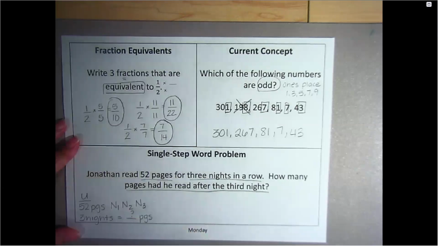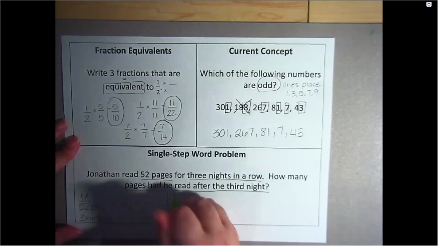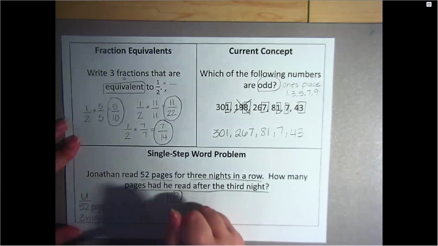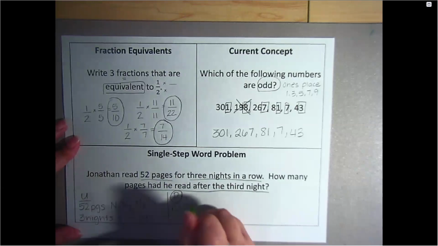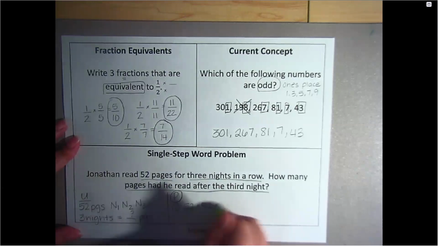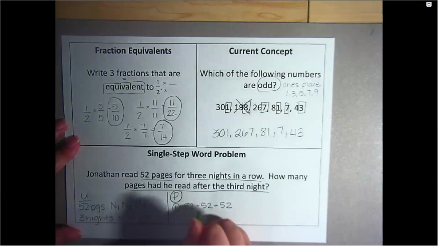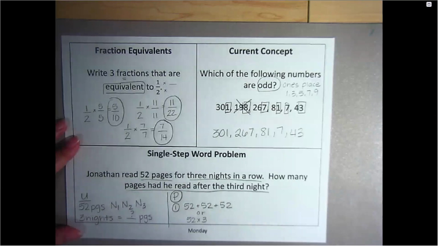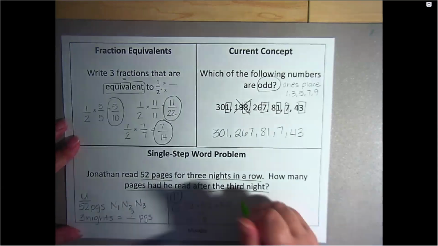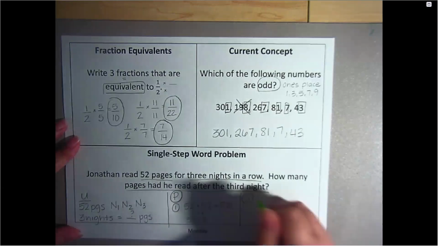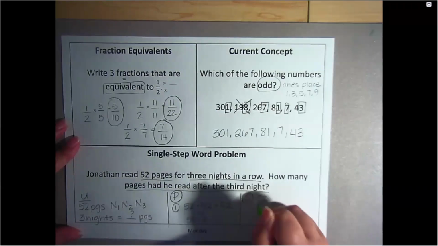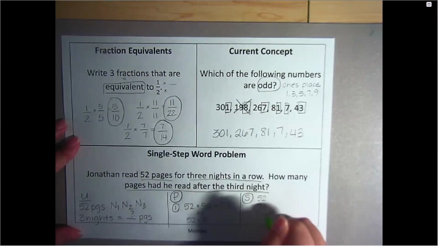I don't know. So my plan, I could do one of 2 things, okay? Plan 1 is I could add 52 plus 52 plus 52, and that will tell me how many pages he has read after 3 nights. Or I could multiply 52 times 3. So depending on what your skill level is, you can either add or multiply. Both of these will get me the correct answer because remember, multiplication is just repeated addition. So I'm going to go ahead and solve it with addition, and I'll solve it with multiplication too. So you can see how both answers work out.